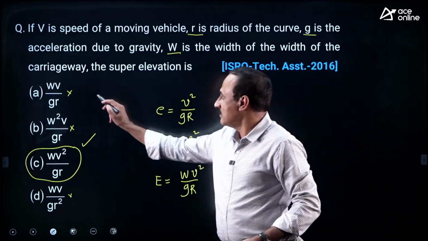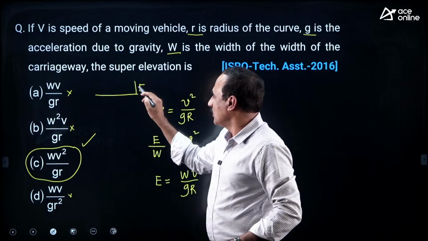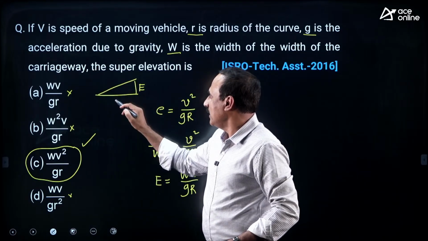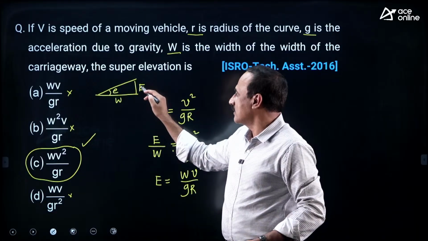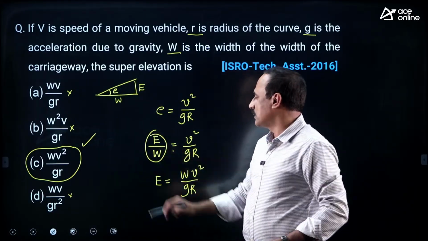Actually, super elevation is this rise of outer edge, E by W. This is our rate of super elevation. Small e is capital E by W. That is what I am substituting here, Murali.